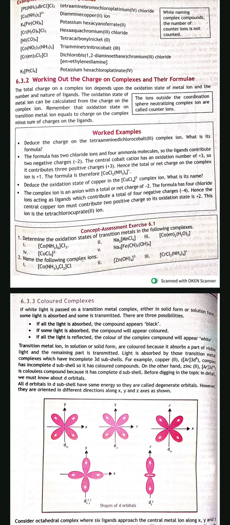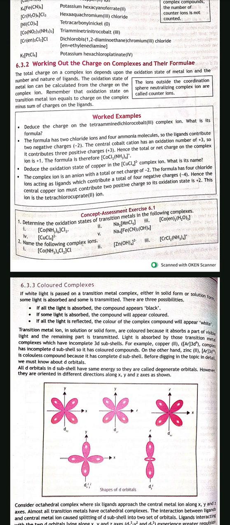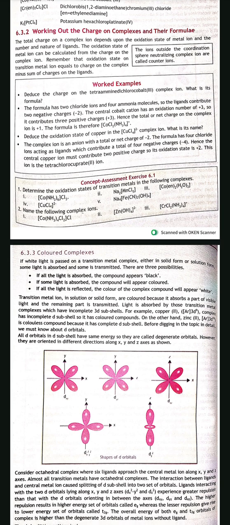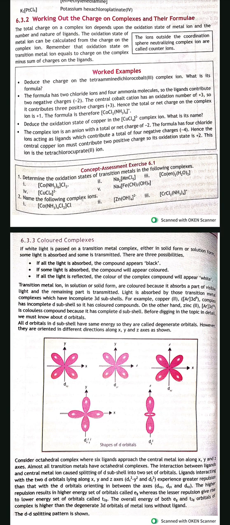Working out the charge on complexes and their formula. The total charge on a complex ion depends upon the oxidation state of the metal ion and the nature of the ligands. The oxidation state of the metal ion can be calculated from the charge on the complex ion. Remember that the oxidation state of the transition metal ion equals the charge on the complex minus the sum of the charges on the ligands.